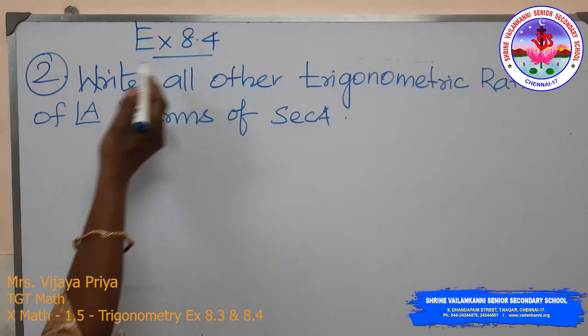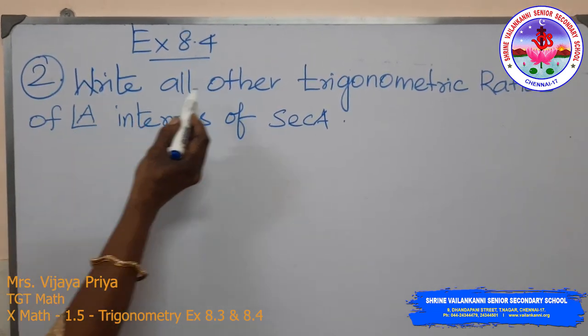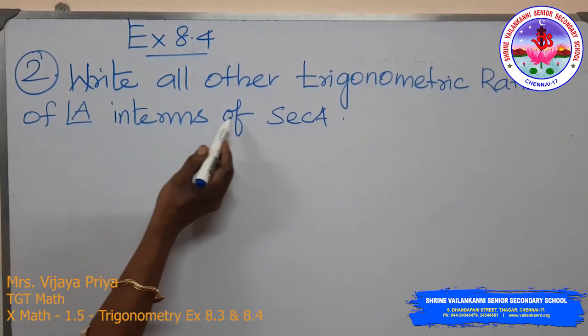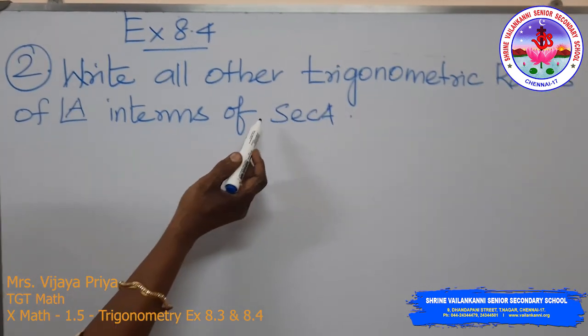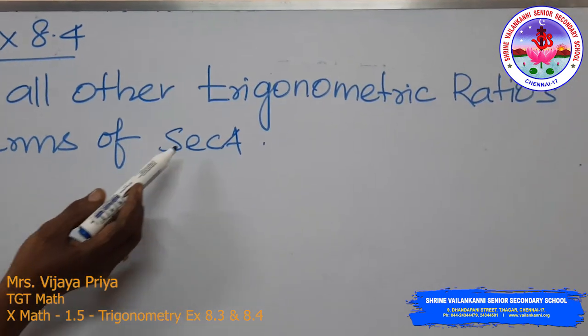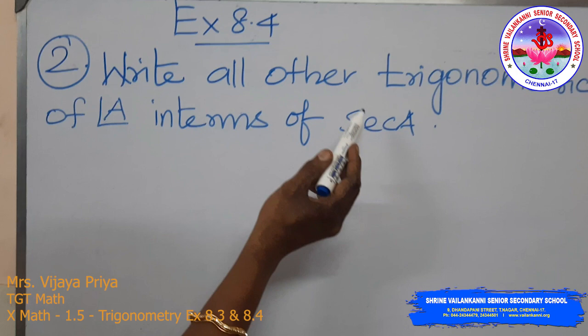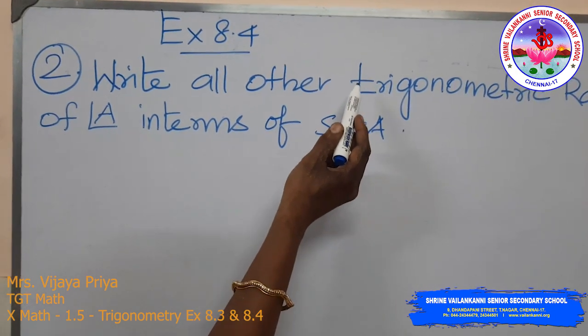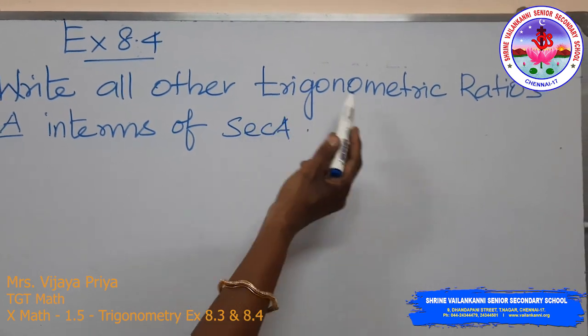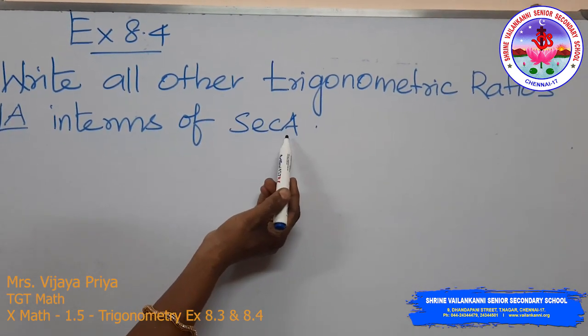Exercise 8.4, second problem. Write all other trigonometric ratios of angle A in terms of secant A. So I want to find the ratios sine A in terms of secant A, cos A in terms of secant A, similarly tan A, cosecant A and cot A. So all these ratios in terms of secant A.